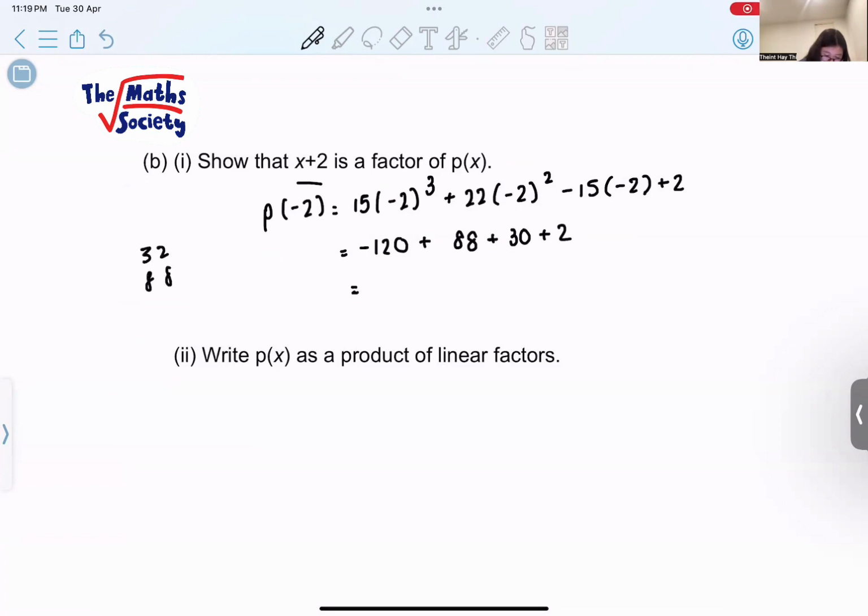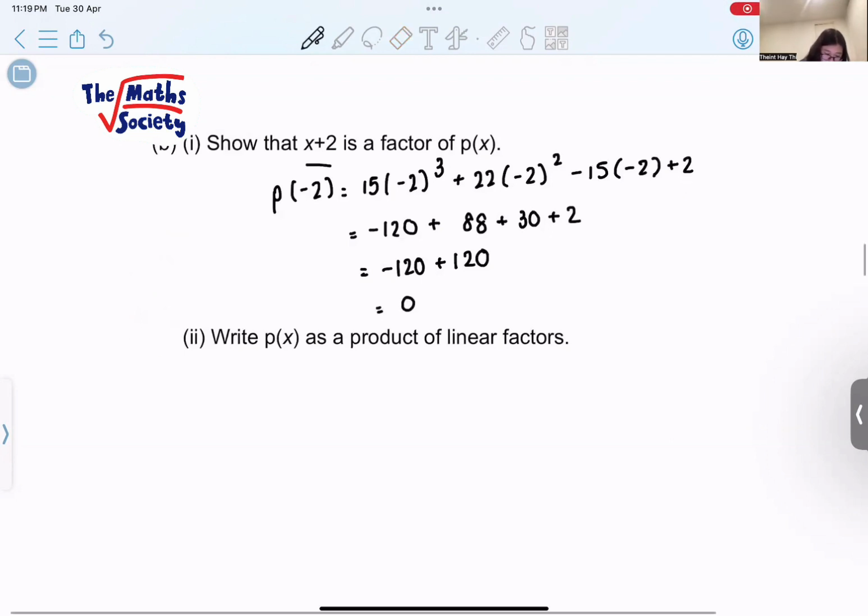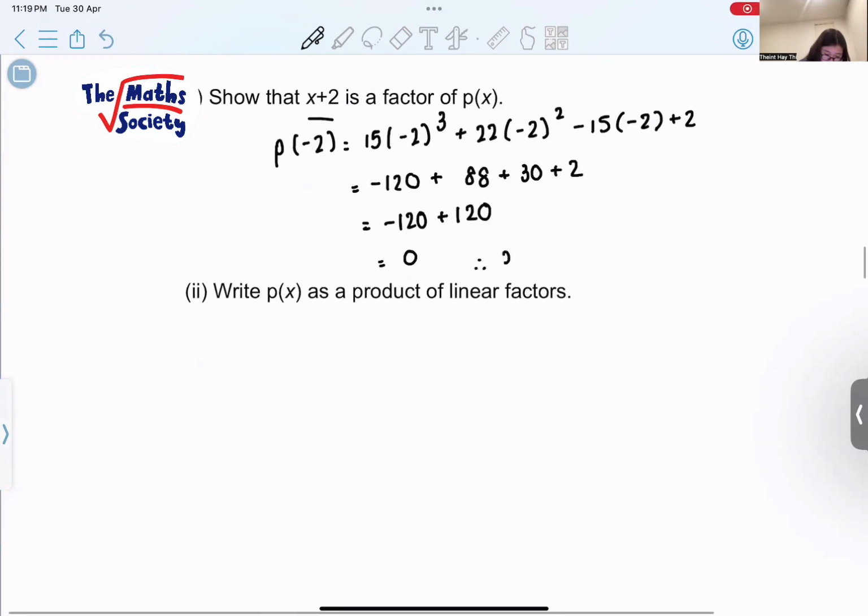So it's going to be minus 120 plus 120, yeah? So it's going to be 110, 112. Yep. So then you'll get 0. So therefore, x plus 2 is a factor of p of x. Yeah.